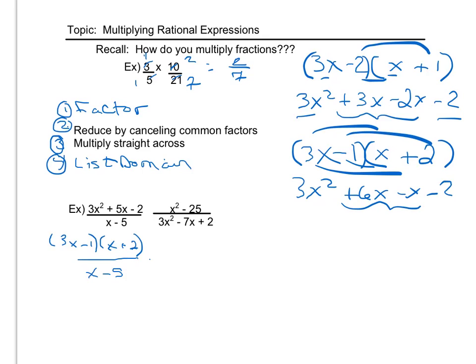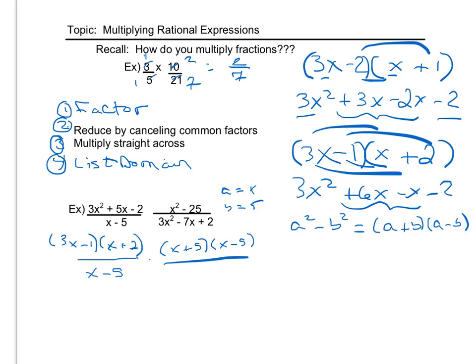Times, doing the same thing over here. I see x squared minus 25 is in the form a squared minus b squared. I know a squared minus b squared factors to be a plus b times a minus b. So for x squared minus 25, my a is x and my b is 5, giving me x plus 5 and x minus 5. And I'm going to go ahead and guess and check again on the bottom.